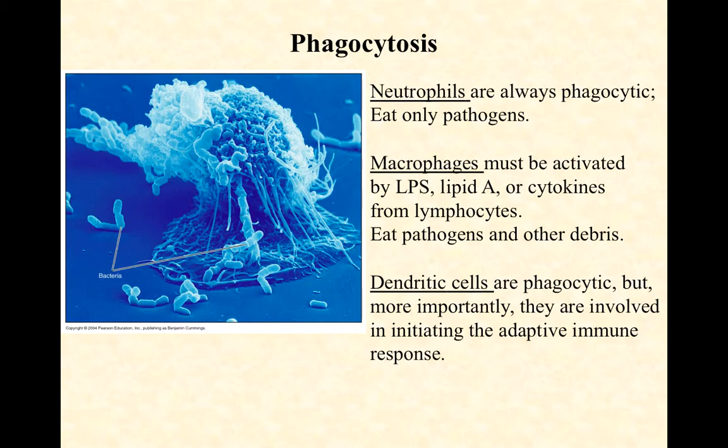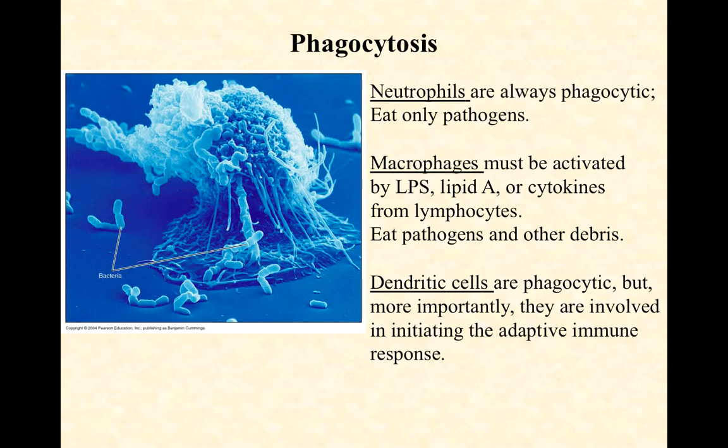Macrophages have to be further activated so they can be circulating or fixed, and we'll talk about that in a minute. And something has to activate them. Things like LPS, lipid A, cytokines from lymphocytes. These are the kinds of things that will activate the final development of a macrophage. And then that can begin eating pathogens and other debris.